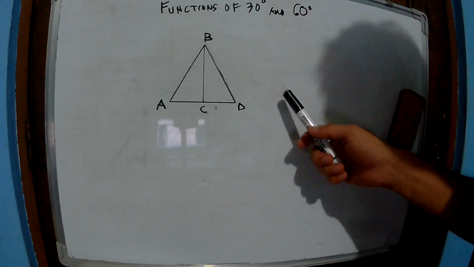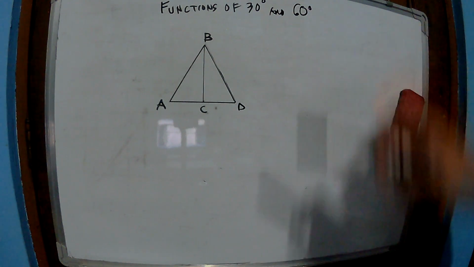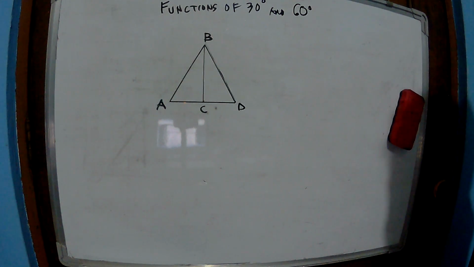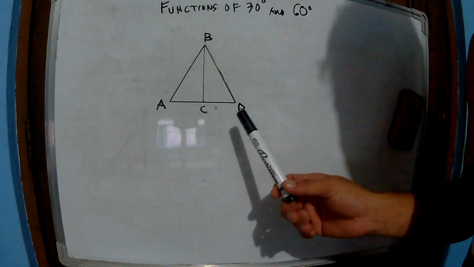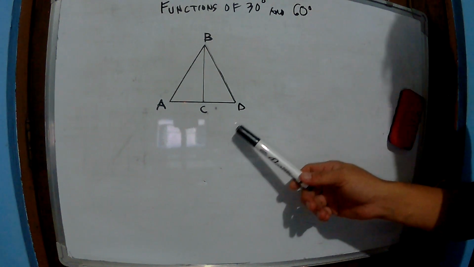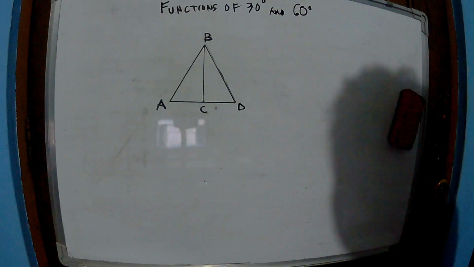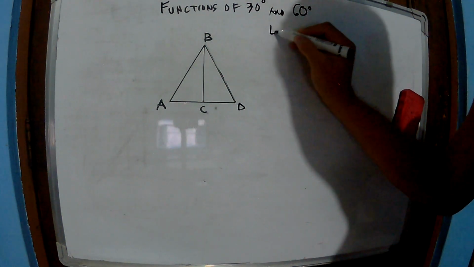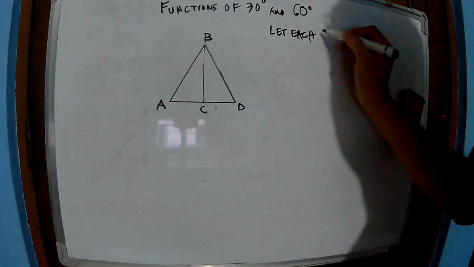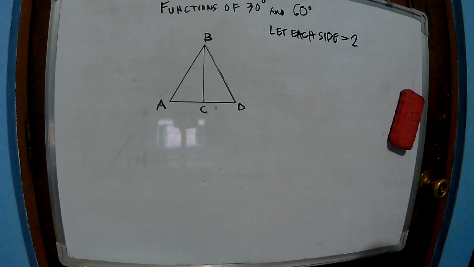Okay, so for the topic, functions of 30 degrees and 60 degrees of a triangle. So in equilateral triangle ABD, in this figure, let each side equal 2.